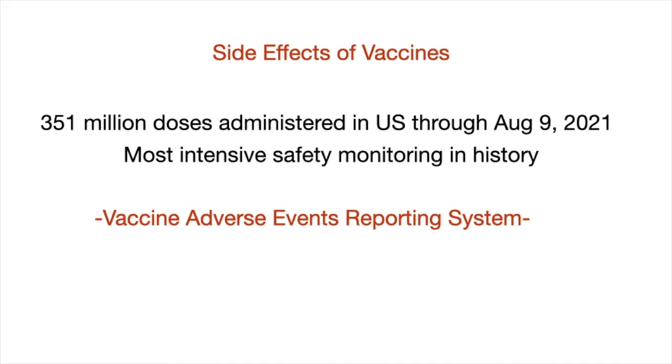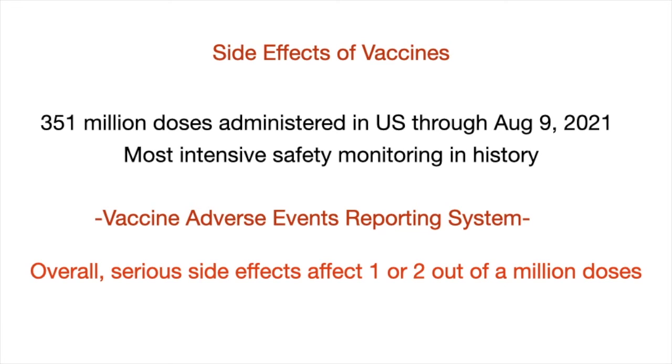Also, something you should be aware of is that there are websites that have been set up that are meant to mimic official government websites like the CDC, like the Vaccine Adverse Events Reporting System, and they often contain inaccurate data. And so it really is important that you look at the source of the web page that you're looking at to determine whether it's trustworthy or not.